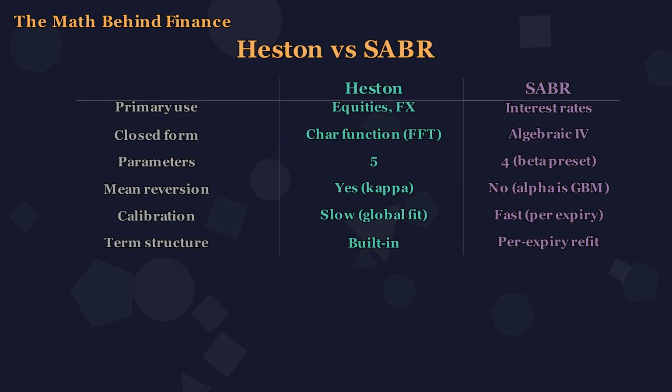Let us put Heston and SABR side by side. Heston uses 5 parameters with a global fit across all maturities. SABR uses 4, with beta preset, and fits each expiry separately. Heston gives you a characteristic function that needs an FFT. SABR gives you an algebraic formula that evaluates instantly. Heston has built-in mean reversion. SABR does not, because in SABR, volatility is a martingale.